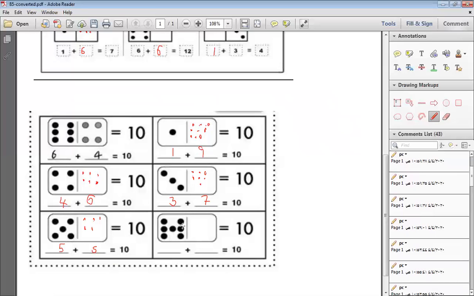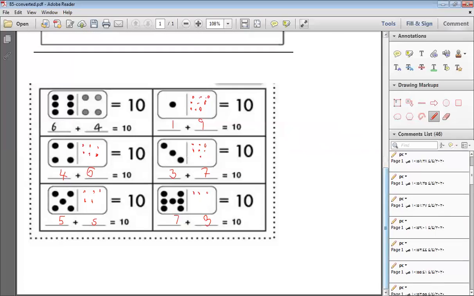Here, 1, 2, 3, 4, 5, 6, 7. 7 needs the 7 to be 10. So I will start drawing after the 7, 8, 9, and 10. How many red dots here? 3. So 7 plus 3 equals 10. Okay, hope this is clear.